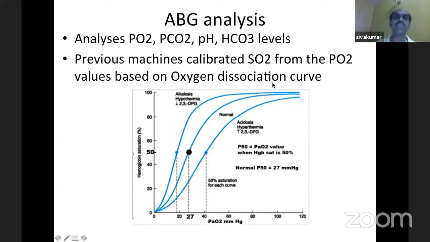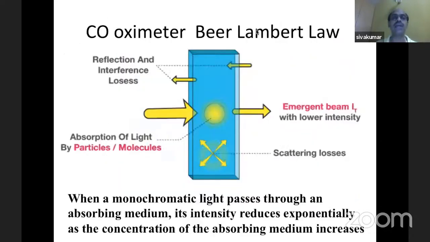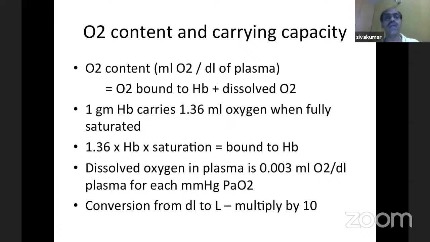But the current machines, used in the last 10 years or so, are purely co-oximeter based, on the Beer-Lambert law I showed earlier, and this is the principle currently in every cardiac catheterization laboratory. It's not based on arterial blood gas analysis, which was practiced till about 10 years ago. So, a recap: oxygen content is oxygen bound to hemoglobin plus dissolved oxygen. We have taken this dissolved oxygen also into consideration.